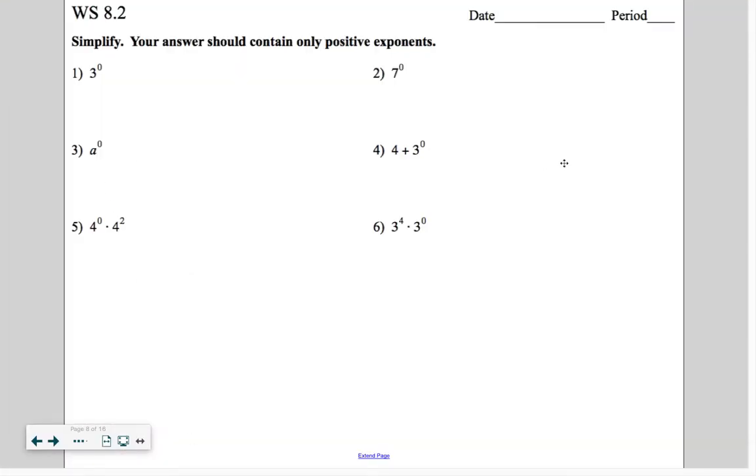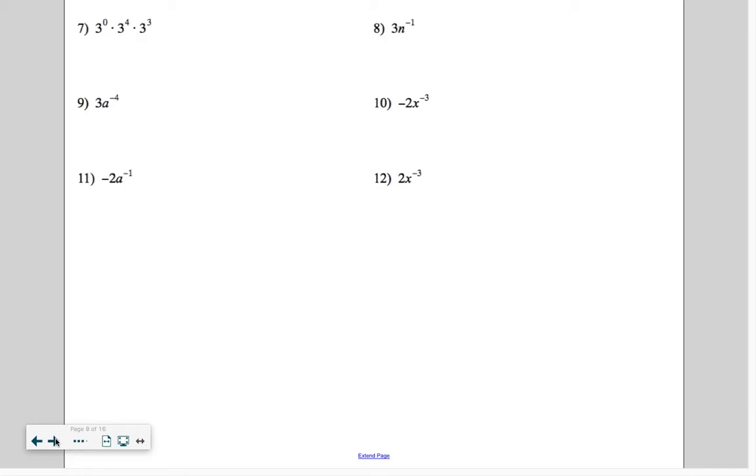Alright, come back here. Let's practice some of these exponents of 0 or negative exponents. Oh, you got something raised to the 0 power? That's 1. And number 5, this becomes 1 times 4 squared, which is 16. Still got to use your basic math facts here too, folks. This is 1.